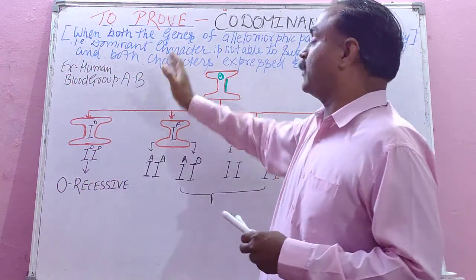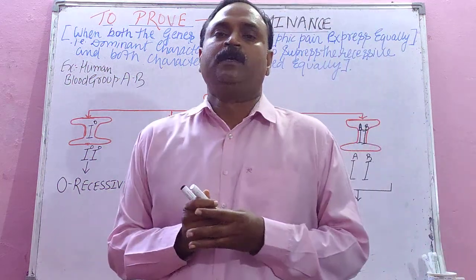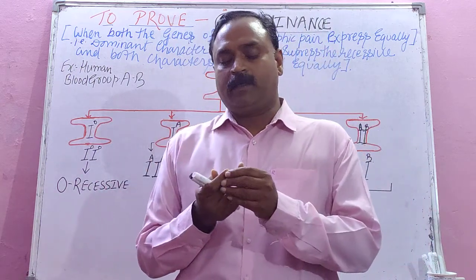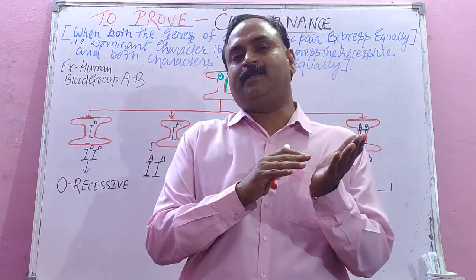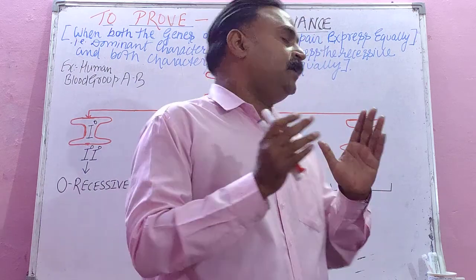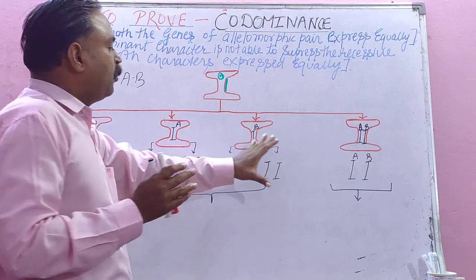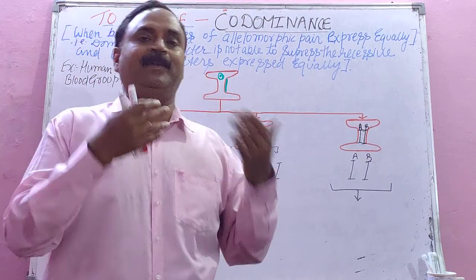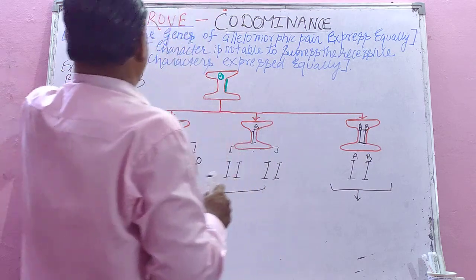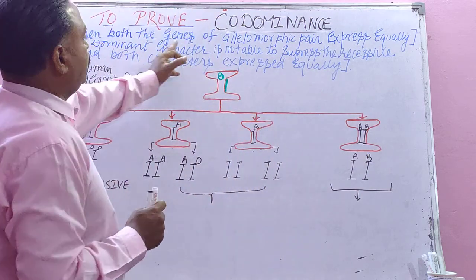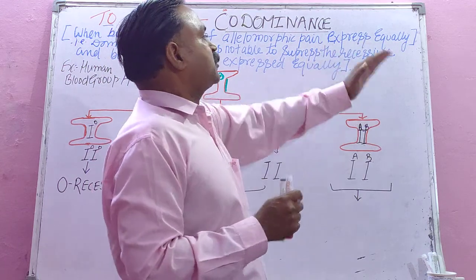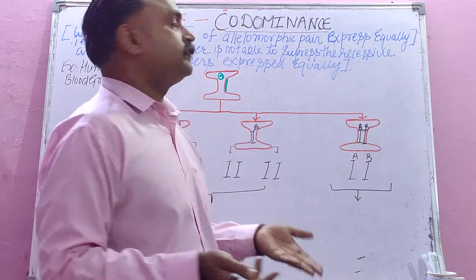Student, in this we are going to study now codominance. In incomplete dominance, you have studied that neither of the parents is dominant, isn't it? In codominance, both the genes of the alleles express equally. They express equally. That is the definition: when both the genes of an allelomorphic pair express equally.